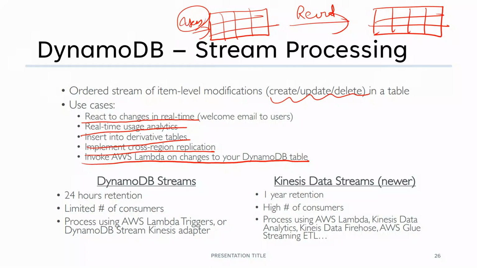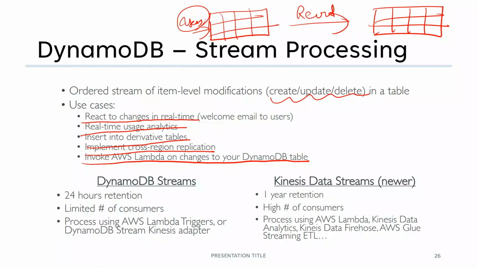But if you're going to see some differences between these two services, DynamoDB streams has a 24-hour retention. That means the stream table that is going to be created from DynamoDB is only going to live for 24 hours. The data will be retained for 24 hours. But Kinesis data streams has 1 year retention. Limited number of consumers. Consumer means whatever service consumes the data. So DynamoDB streams has a limited number of consumers, but Kinesis data streams has a high number of consumers. We are going to see that in that video itself. Okay.